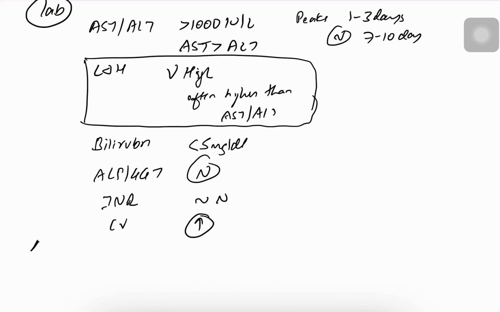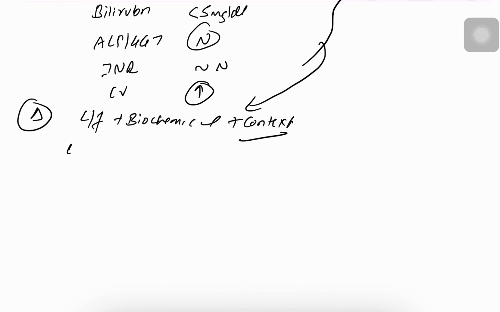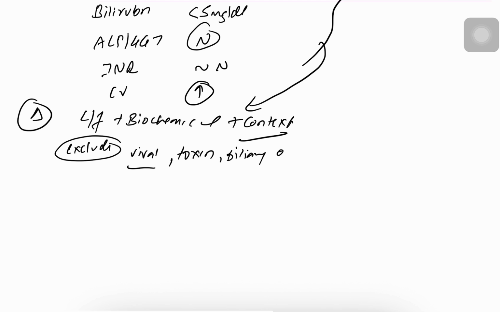And how do you diagnose? Diagnosis is mostly based on the clinical features, the biochemical findings I just told you, and the context of shock. For this we have to exclude other causes like viral hepatitis, in which there is also an increase in AST of more than 1000, and toxins like paracetamol poisoning, or biliary obstruction. But these are usually obvious from history, imaging, and lab findings.